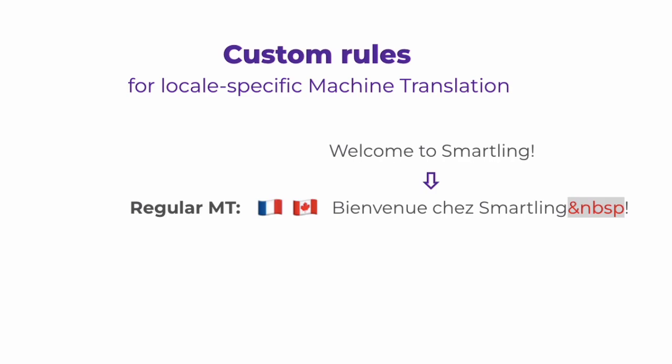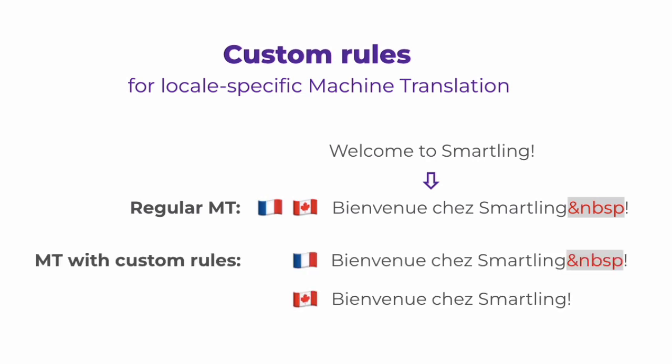Machine translation is generally provided on a language level and does not take into account any locale-specific or regional conventions. For example, if machine translation is used to translate into French, punctuation conventions which are specific to Canadian French are generally not observed. To ensure that machine translations are targeted towards the actual markets that you would like to address, the Smartling team can define custom rules for your MT profile.